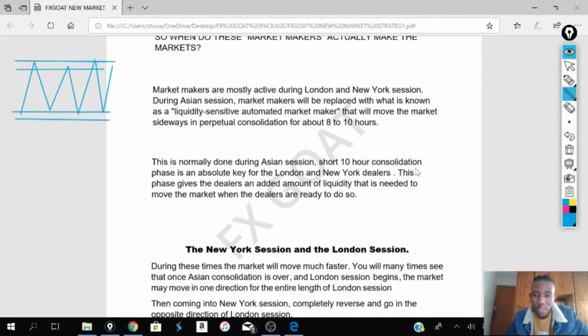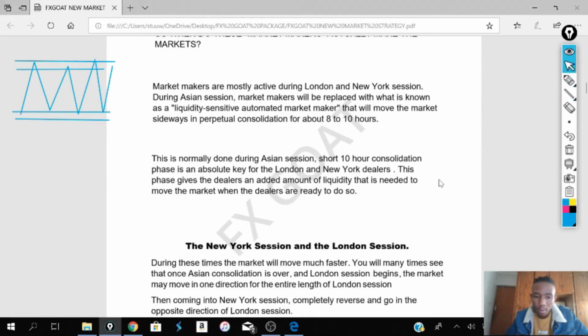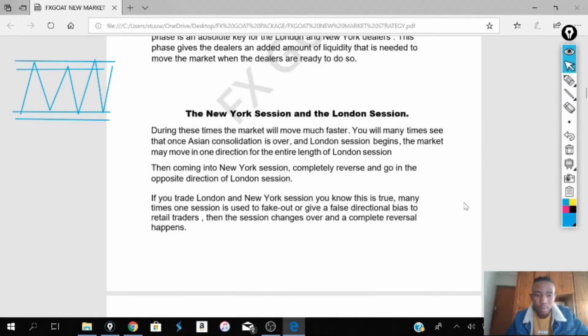This short 10-hour consolidation phase is an absolute key for the London and New York dealers. This phase gives the dealers an added amount of liquidity that is needed to move the market when the dealers are ready to do so. Okay, so now during the New York and the London session, during these times the market will move much faster.